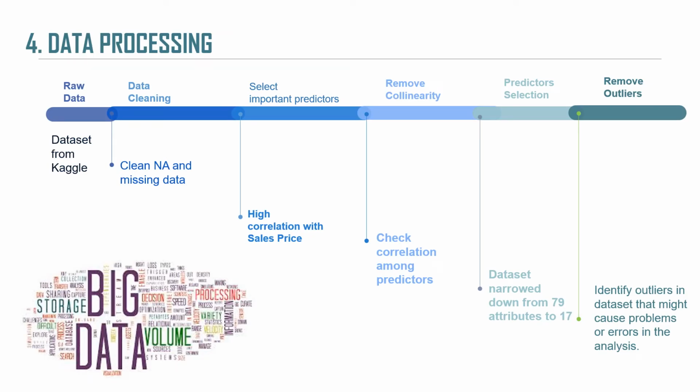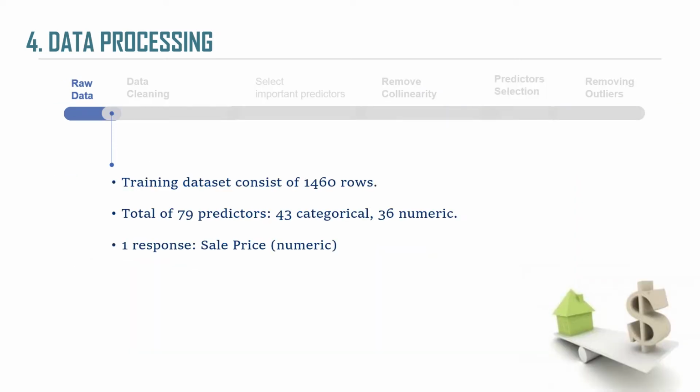So let's shift our attention to data processing, which is the next step after data understanding. The final dataset, which is the processed data, is constructed from the initial raw data. There are 6 phases in processing the data in this project. The first step is to obtain the raw data, which was provided by Kaggle, then clean the data, select important predictors, remove collinearity, and remove outliers. In the following slides, I will get into great detail for each step.